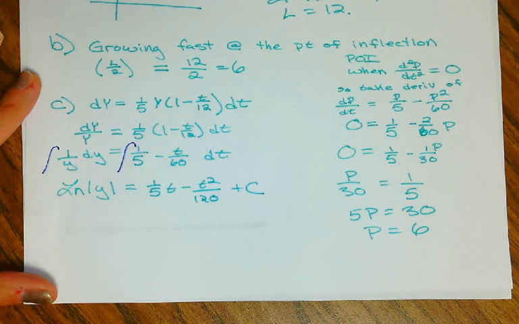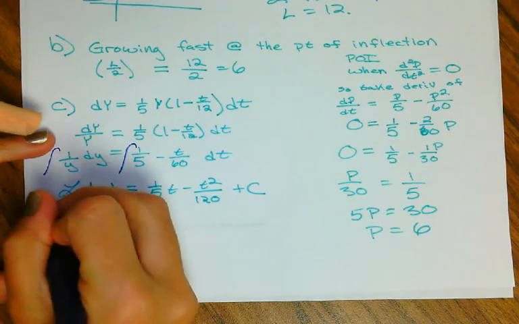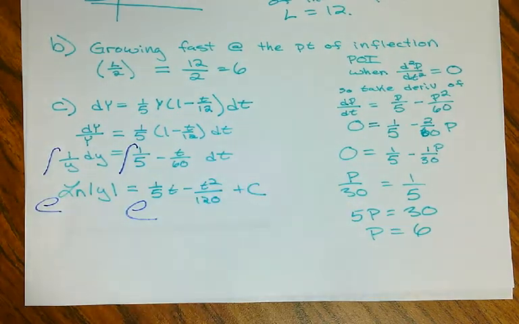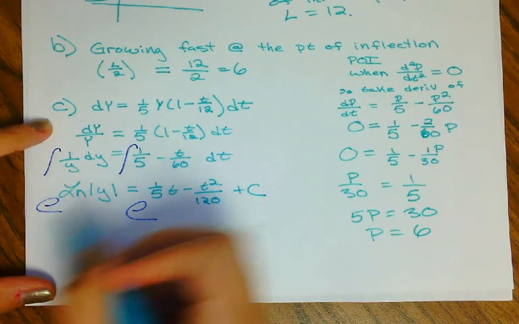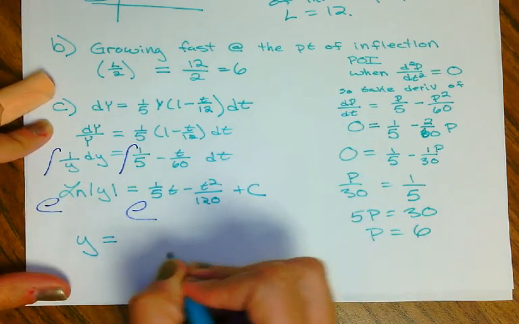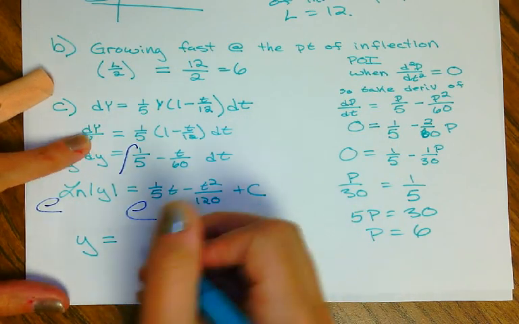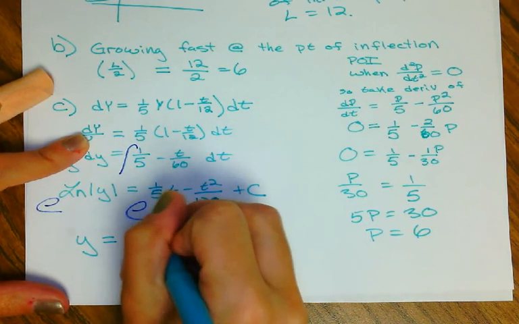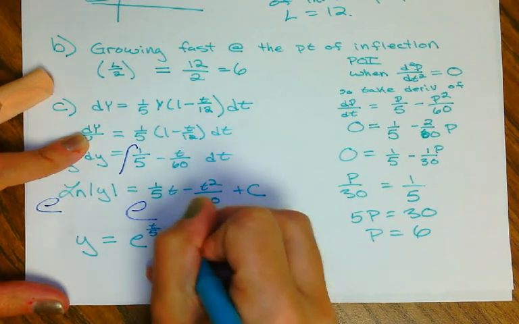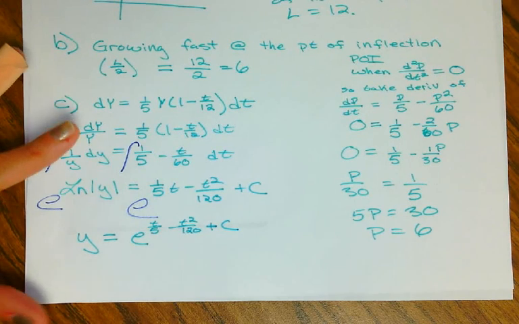So you get to this point, and we have the ln of y equals all that, so we need to solve for y. To solve for y, I would e both sides. So I'm going to e over here and e that part there. And we know that e and ln cancel each other out, and we're going to say y equals, and again, we can drop those absolute values because your population is going to be positive. Then you've got this kind of a mess over here, so I would rewrite it as e to the t over 5 minus t squared over 120 plus c.